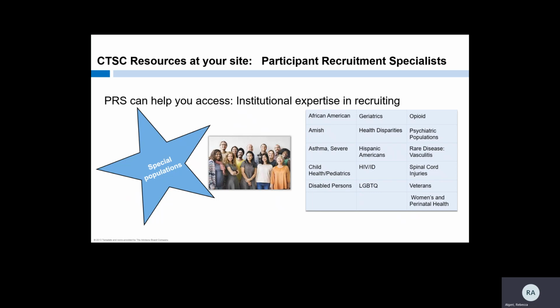Your institution also has special population point persons. These are faculty who have expertise in treating or engaging with the diverse populations listed here. Point persons can provide expertise to you and your study team with best practices for cultural competency and concordance.